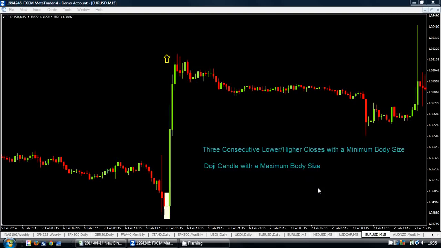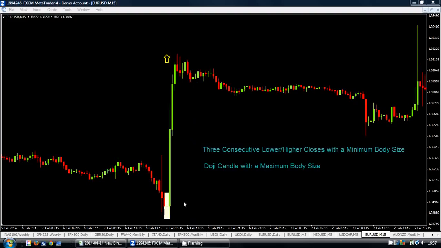It's a reversal type strategy, and what we're looking for is three consecutive lower or three consecutive higher closes, each of them with a minimum body size, and then the fourth candle to be a doji candle with a maximum body size. So we've got an example here of a successful trade. We have 1, 2, 3 candles, each having lower closes, and then we have our doji with a very small candle body there, and we have a strong move upwards.